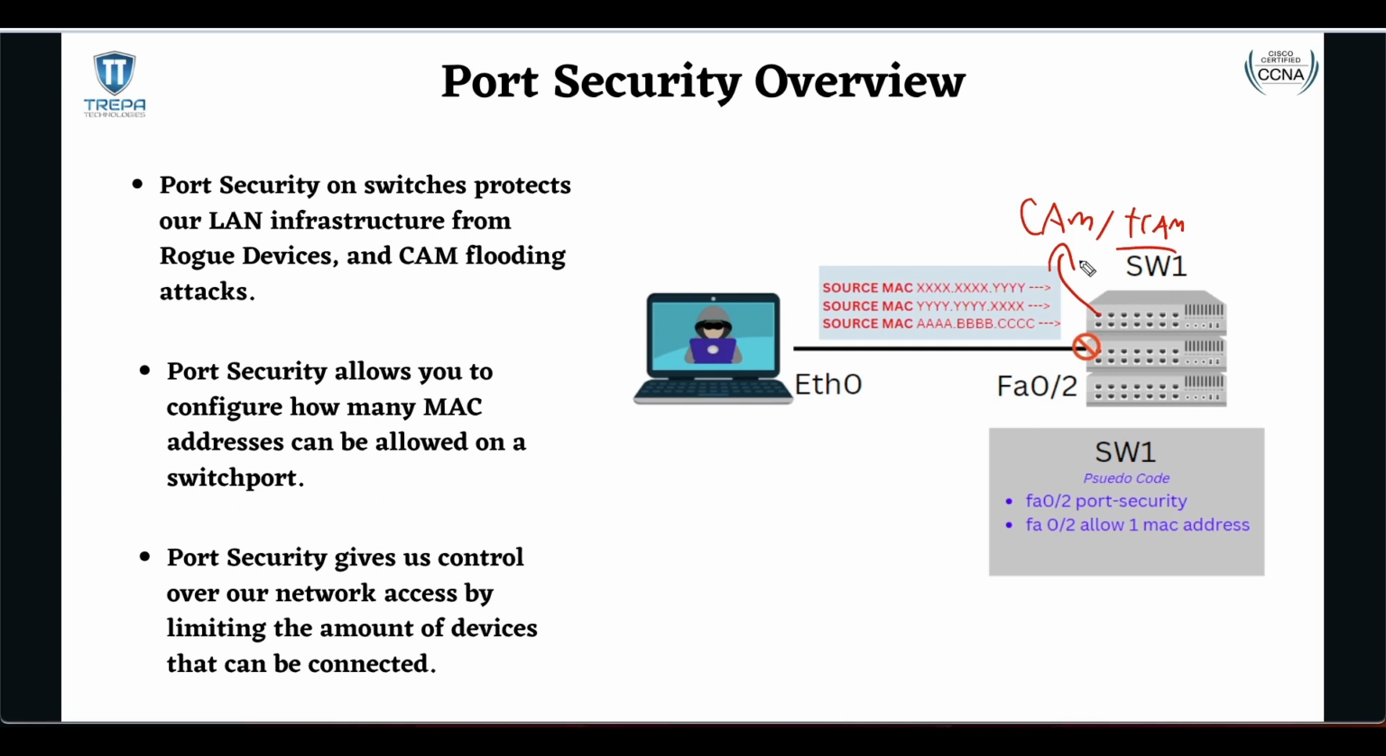So attackers could do a CAM flooding attack, which essentially is a denial of service attack on our switch by flooding millions of source MAC addresses to that CAM table and then getting our processor up to 99%, rendering that switch pretty much worthless. So what port security allows you to do is configure how many MAC addresses can be allowed on a single switch port. So if we configured FastEthernet 0/2 to just allow one MAC address, this attacker couldn't do this CAM flooding attack because the moment it sends this one, attaches it to that port, and says only this MAC address is allowed, just one, as soon as these other MAC addresses are ingress or inbound, it's going to error disable that port. So port security gives us control over our network access by limiting the amount of devices that can be connected.